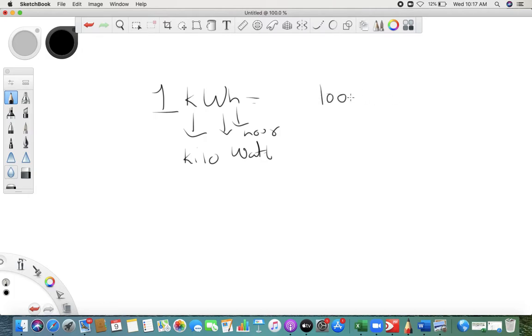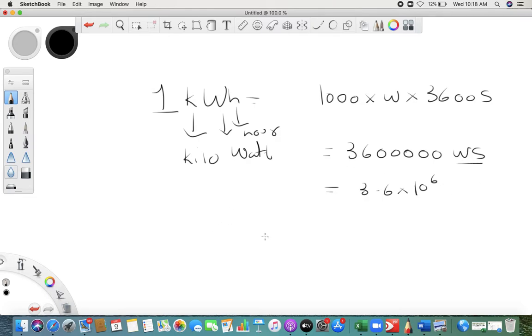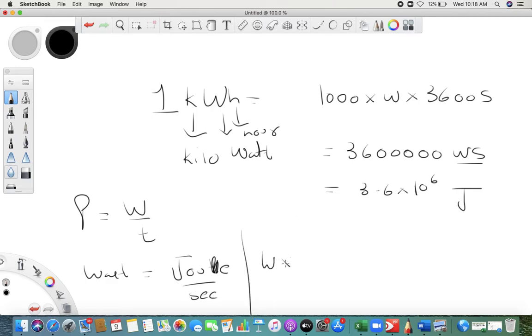Now kilo means 1000, watt is again watt, and hour is 3600 seconds. So it is 3600 into 1000 watt second. So it is 3.6 into 10 raised to 6. Now you know what is watt second. You know, power is equal to work upon time. Power is watt, work is joule, and time is second. So I can easily write watt into second is joule.